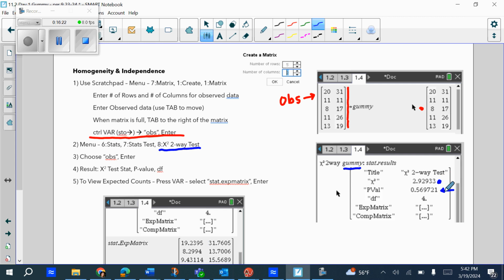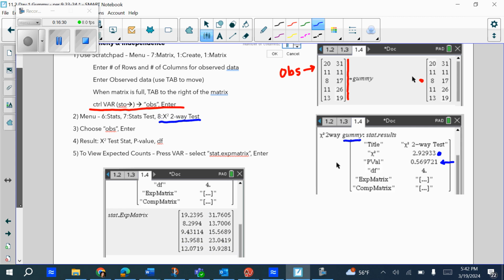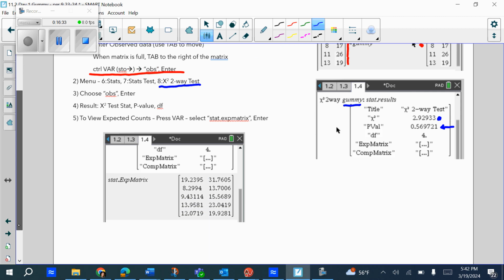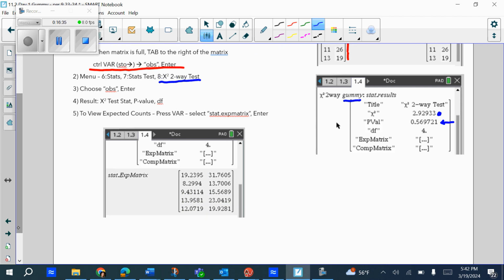Now, the other thing that's really nice is that, I'm sorry, it doesn't ask you, you can actually ask it to get your expected counts. So all of that work that we did calculating the expected counts on the first page, we did not have to do that. The calculator will do it for you.